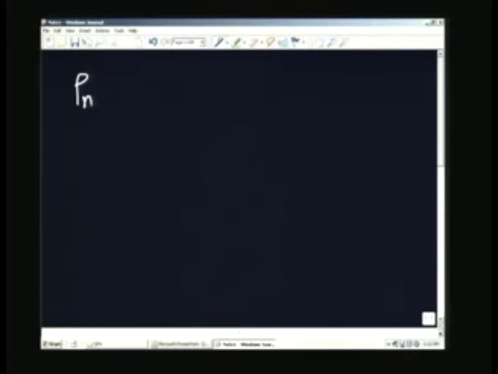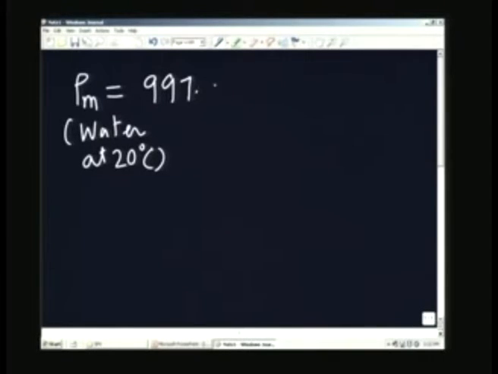So, we are given some of the things: the density of the manometer liquid, this is water at 20 degrees. So, we have to go to a handbook which gives the density of water, and I have taken the value as 997.6 kg per cubic meter. The air whose pressure is being measured, the density has to be calculated.